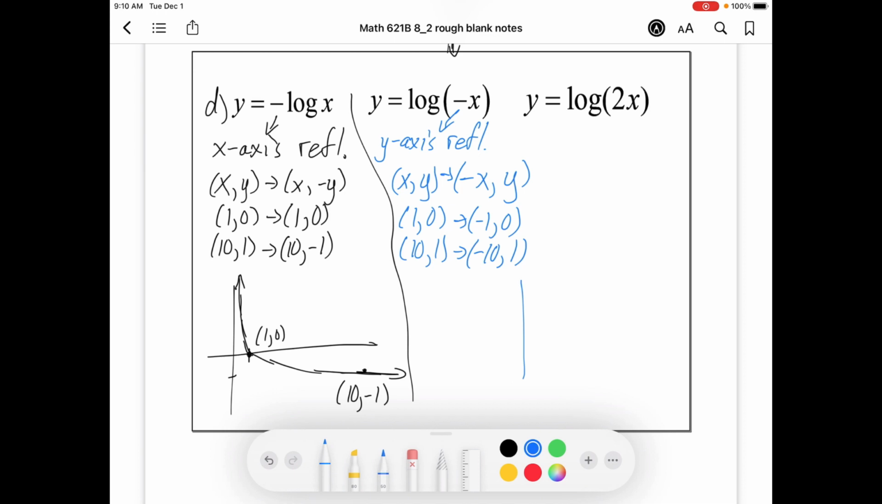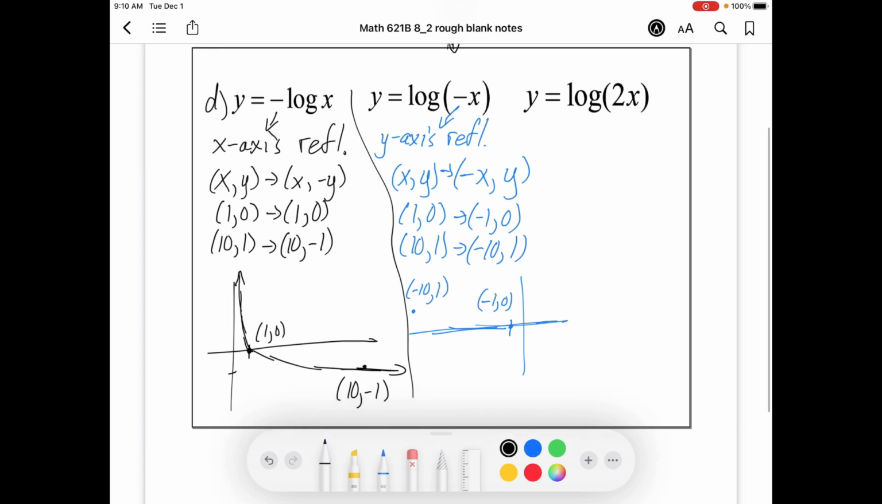Let me make that graph. I can already think here, it looks like it should be going to the left instead of to the right because of the y-axis reflection. So it's going to have a point here of (-1, 0), and a point up here of (-10, 1). Let's just connect that all together. And again, give it that y-axis asymptote. I'm trying to make them as smooth as possible, but it's kind of tricky on the iPad.